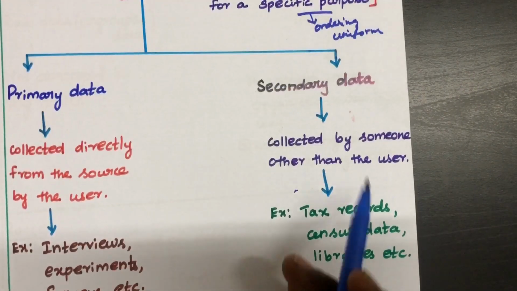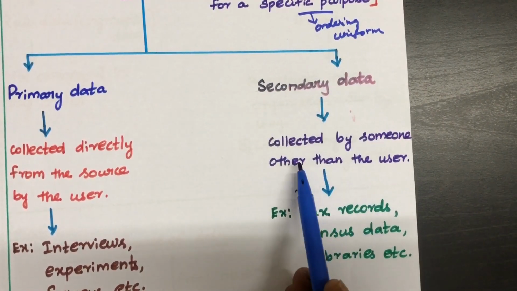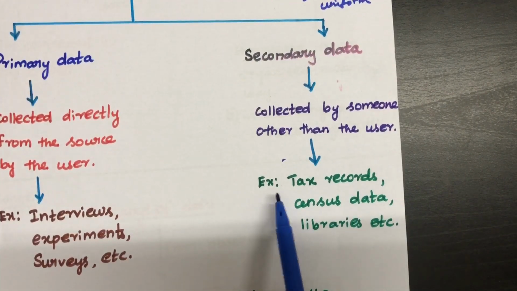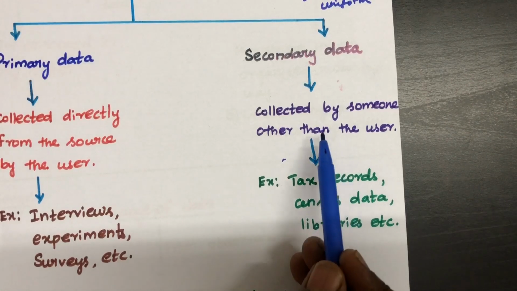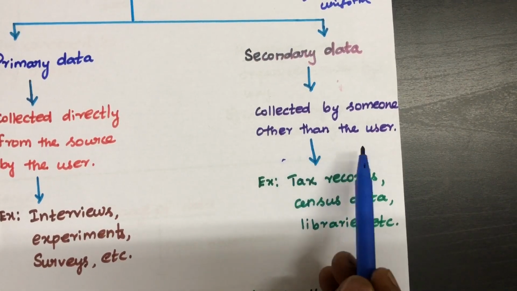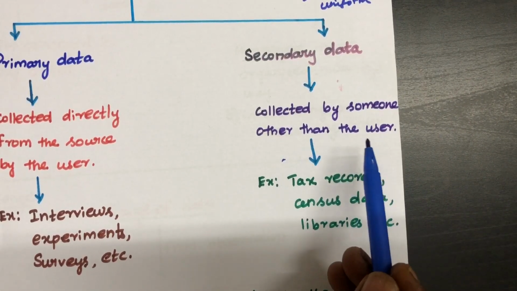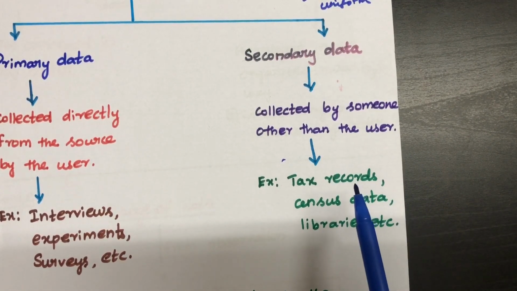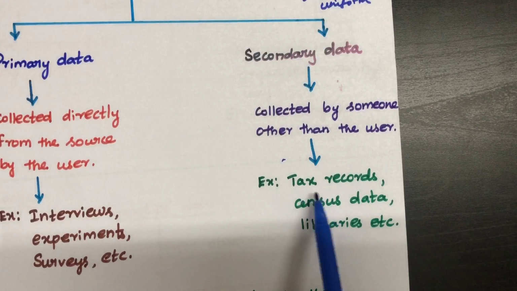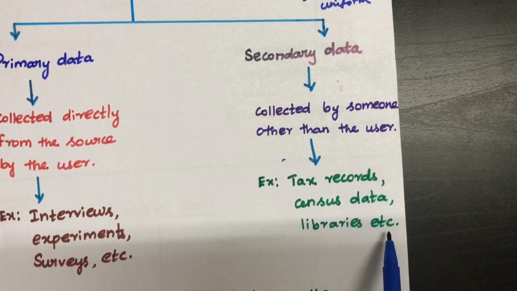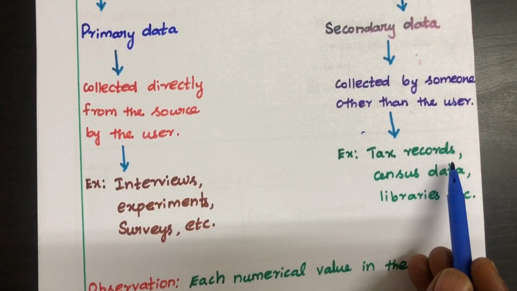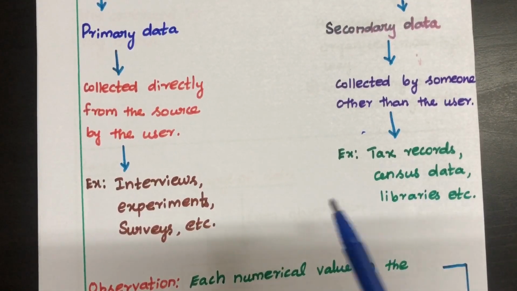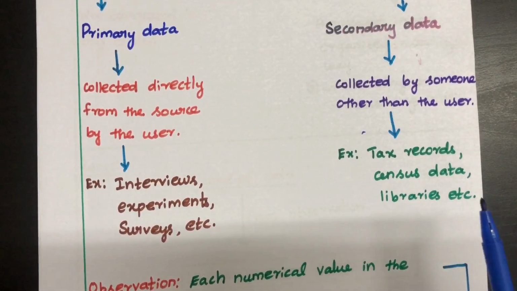In secondary data, what is secondary data? Collected by someone other than the user. Example, tax records. That means here there is no one-to-one contact between the source and the user. Someone else is collecting the data. Example, tax records, census data, libraries, etc. Tax records are collected by the income tax department. There is no contact between us and the income tax record collector.